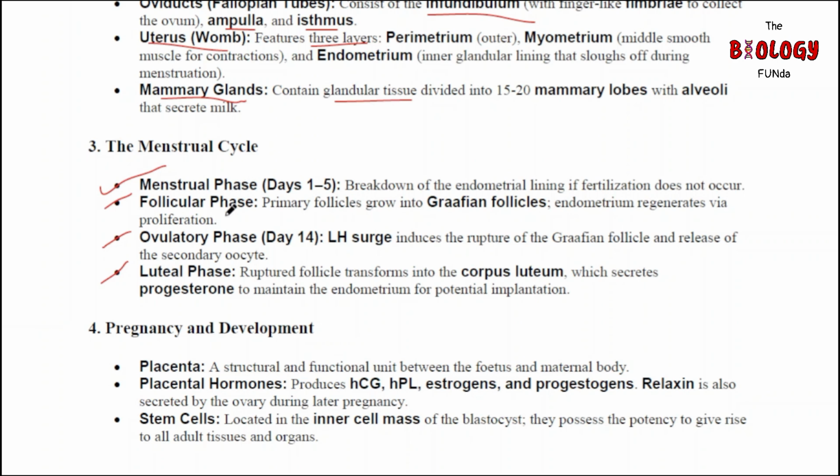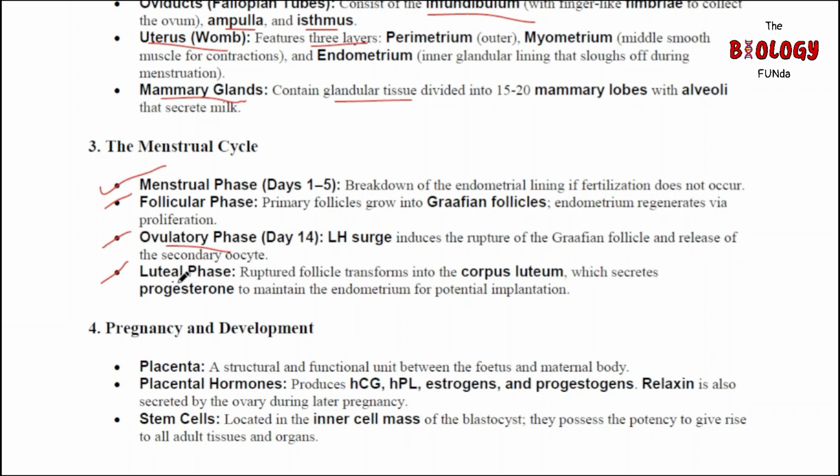Follicular phase is after that when the primary follicle grows into Graafian follicle and here the endometrium regenerates via proliferation. Ovulatory phase is day 14 when the luteinizing hormone surge induces the rupture of the Graafian follicle and releases the secondary oocyte.